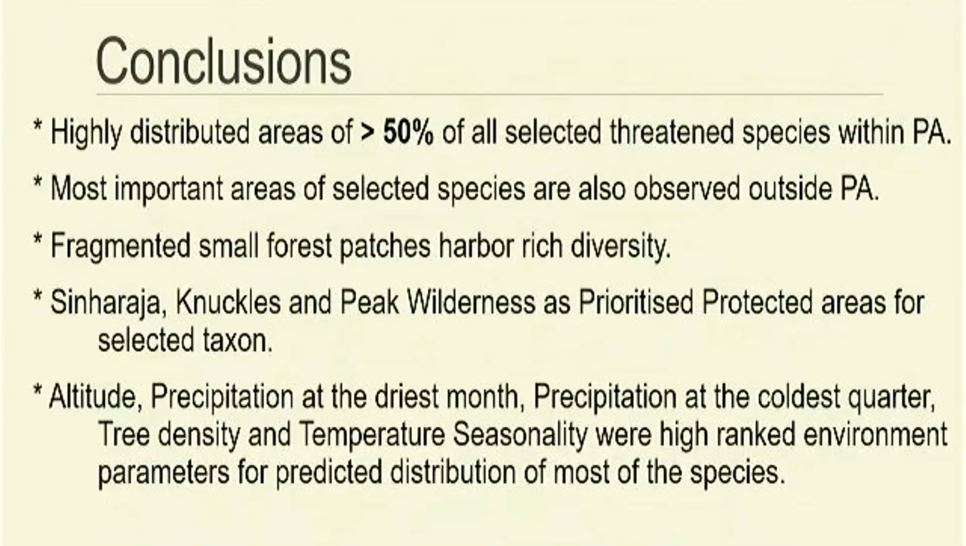So as a conclusion, I have highly distributed areas of more than 50% of all selected threatened species within protected areas. Then most important areas of the selected species are also observed outside the protected areas. As you see looking at the maps, the fragmented small forest patches harbor rich diversity, which we have to focus on for further protection. And Sinharaja and Knuckles Peak Wilderness are considered as the prioritized protected areas where highly diverse species could be present.